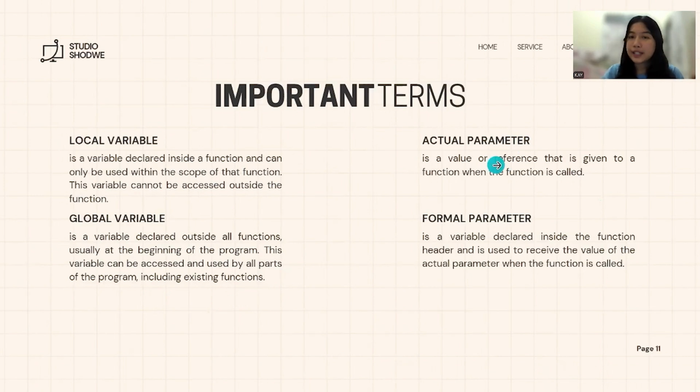And actual parameters are the values or references that are given to a function when the function is called. And formal parameters are variables declared inside the function header and used to receive the value of the actual parameter when the function is called. So that friends can easily understand, I will explain it in short form.